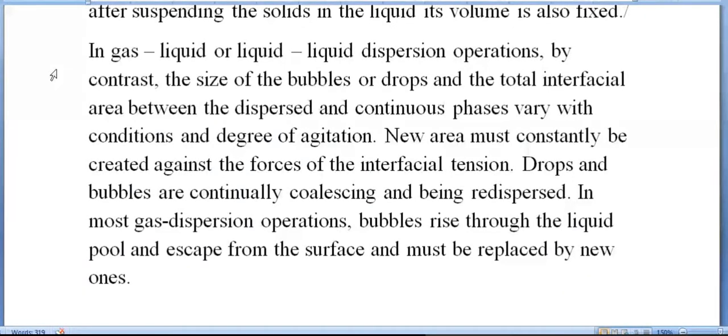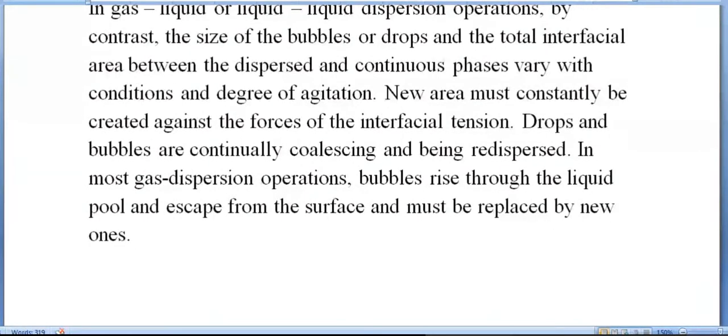In most gas dispersion operations, bubbles rise through the liquid pool and escape from the surface. Why? You know very well. Gas is not at all soluble in the liquid, and it comes out from the top, and the gas that escapes must be replaced by renewal. So continuously we are supposed to pump nitrogen into the system.